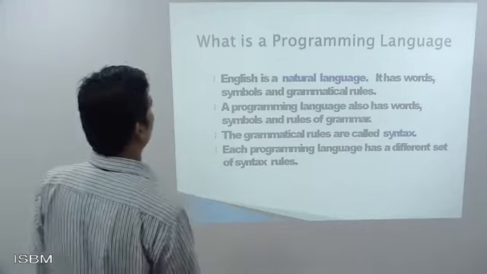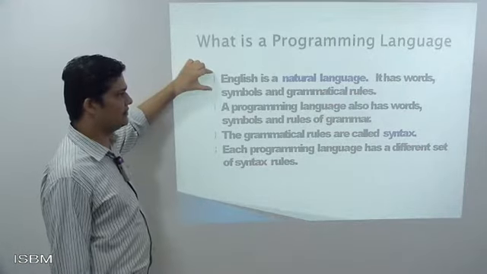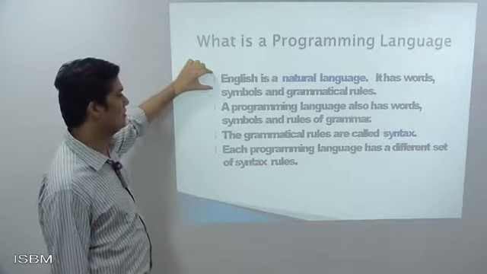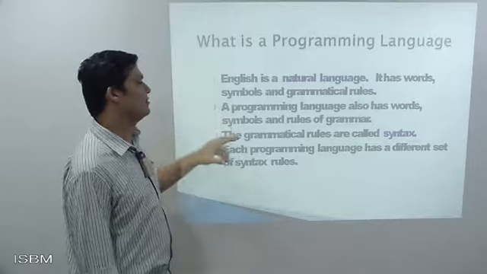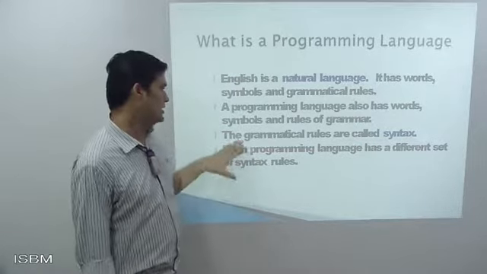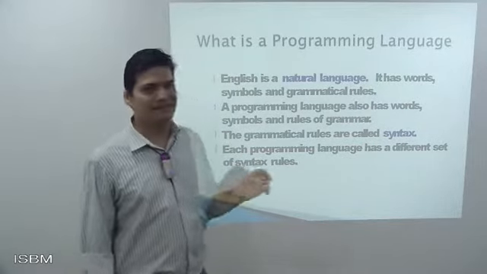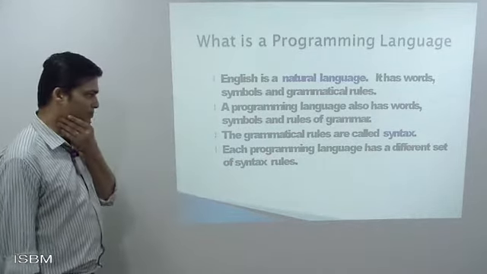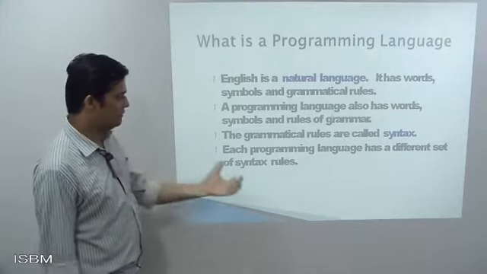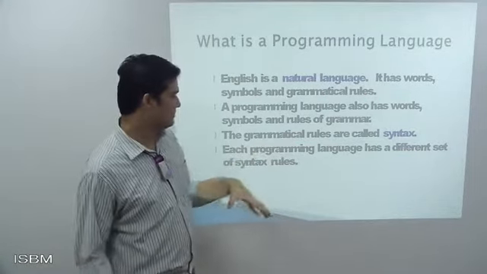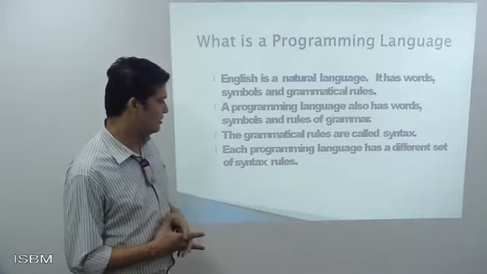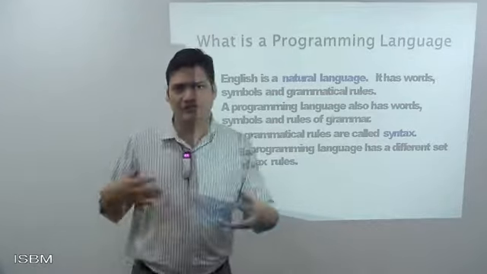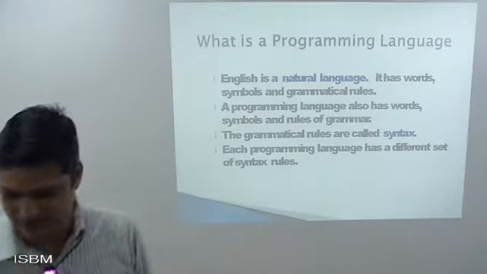So what is a programming language? English is a natural language in that it has words, symbols and grammatical rules. A programming language also has words, symbols and rules of grammar. You know that the grammatical rules are called syntax. Whatever rules are there for grammar, it is called syntax. Each programming language has a different set of syntax rules, different kinds of rules in the programming language itself.